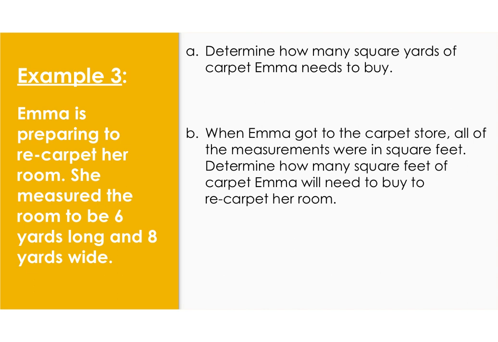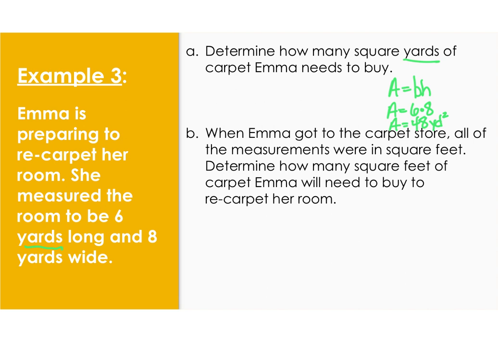Example 3. Emma is preparing to recarpet her room. She measured the room to be 6 yards long and 8 yards wide. Determine how many square yards of carpet Emma needs to buy. So remember, when we're finding the area, it's area equals base times height. And we're looking in yards, and these are yards right here as well. So we can just go ahead and plug that in. 6 times 8, and the area equals 48 yards squared.